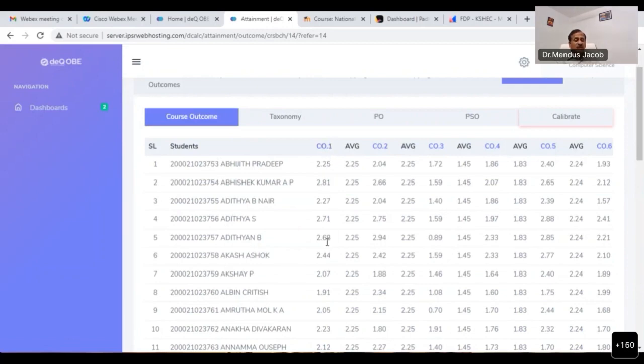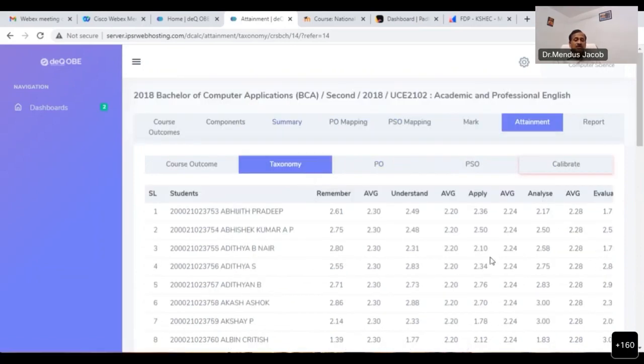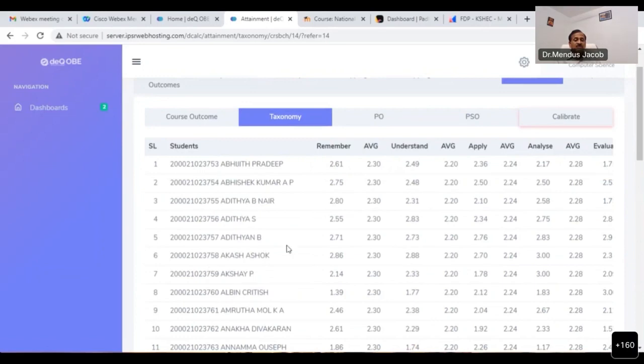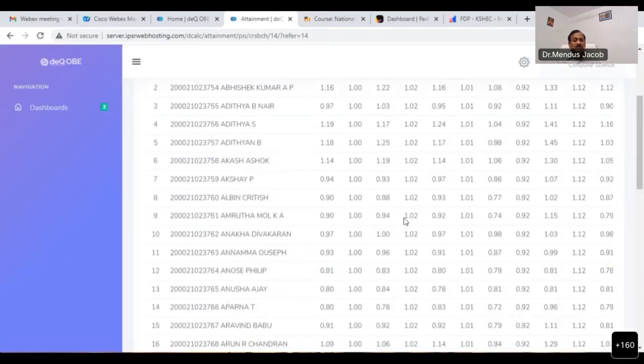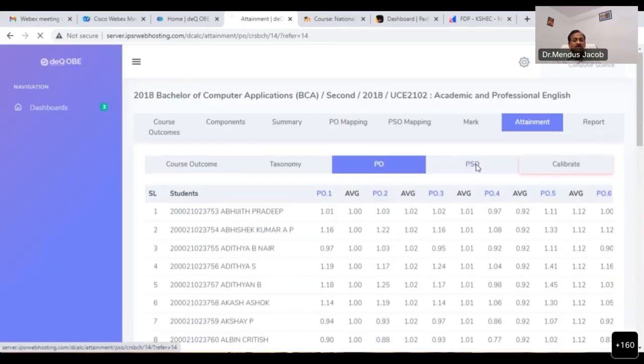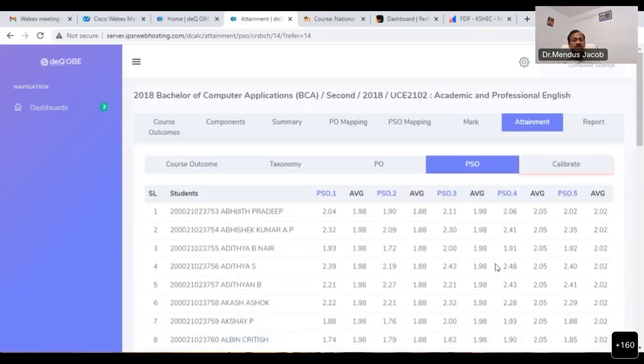CO1 calculation, the first column out of 3, and this is the average of CO1 in the batch, then CO2 average like that. And taxonomy also, if you want to calculate the Bloom's taxonomy level, how the performance is, for each student out of 3, that performance you will get. Then at the end of the program, we will get the POs, then the PSOs, everything you will get. Again, you'll get a report.